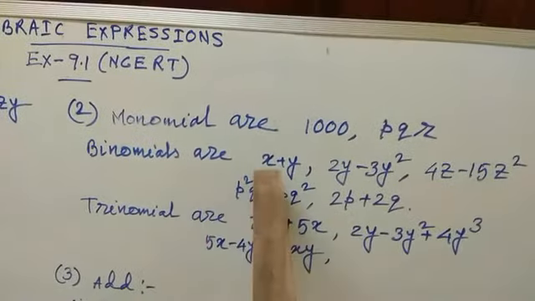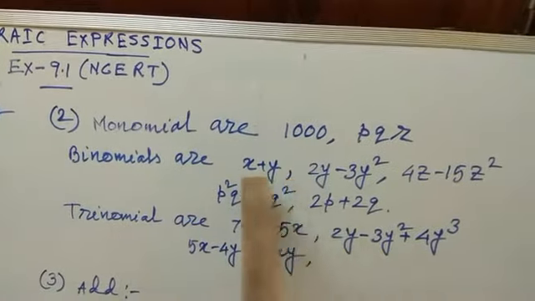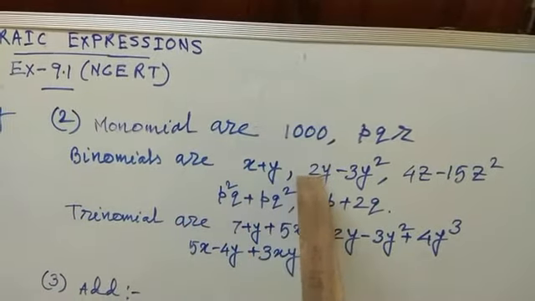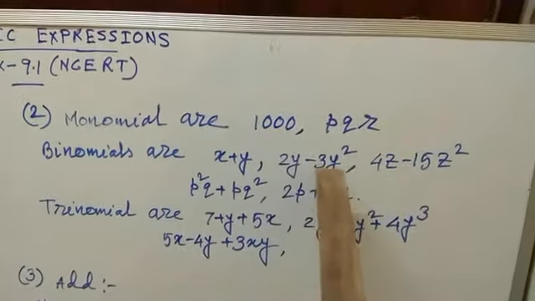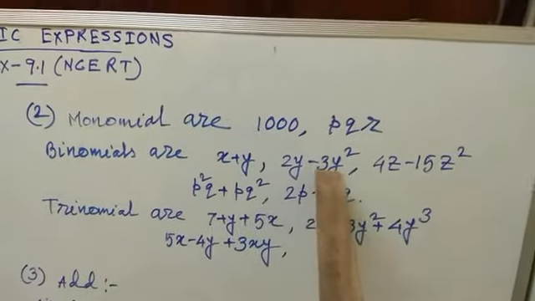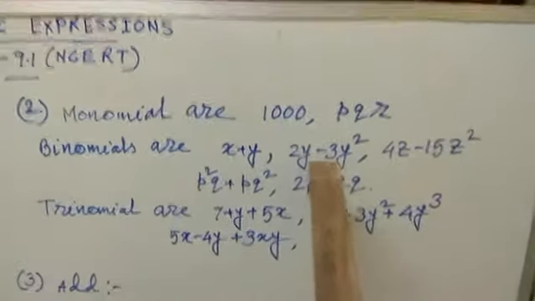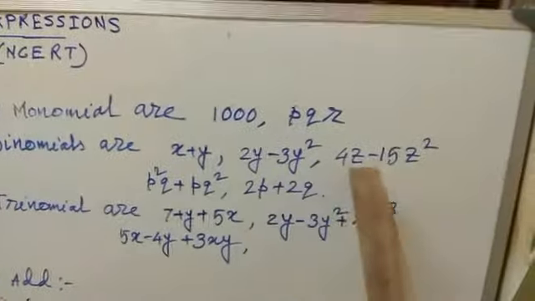Binomials are x plus y. There are two terms, so it is a binomial. 2y minus 3y square. There are two terms, so it is also a binomial. Another expression, 4z minus 15z square. There are two terms, so it is a binomial. These are examples of binomials.